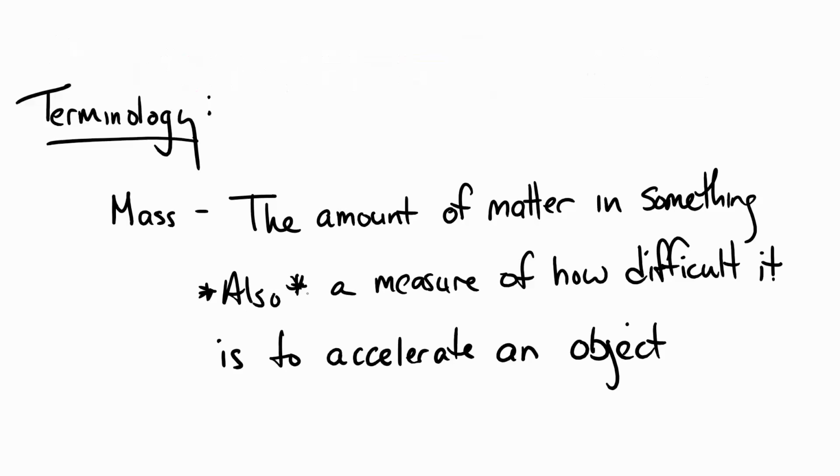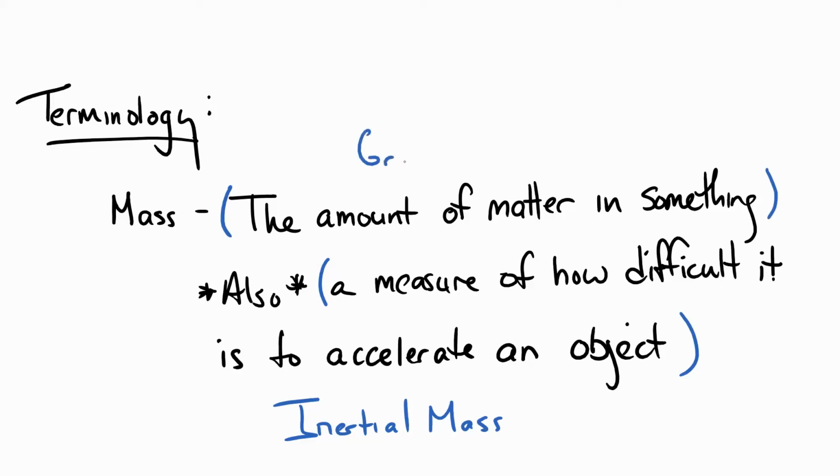Sometimes this will be specifically referred to as inertial mass, because it's coming from this idea of inertia, that an object in motion tends to stay in motion, an object at rest tends to stay at rest. So this mass is the mass that says, how hard is it to accelerate? How much force do I have to apply to accelerate it? This second mass, the amount of matter in something, is sometimes referred to as the gravitational mass.